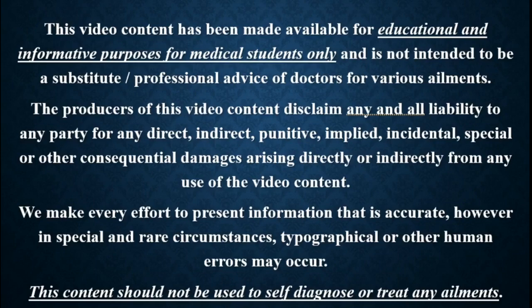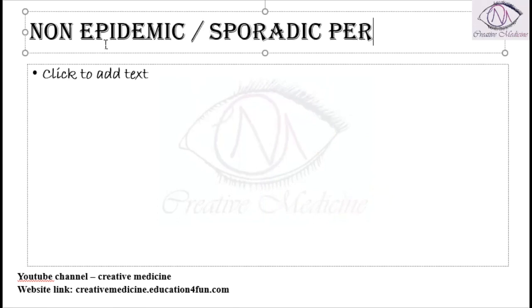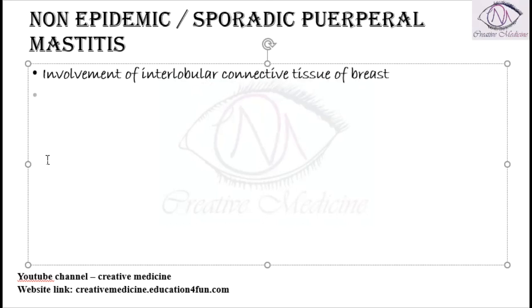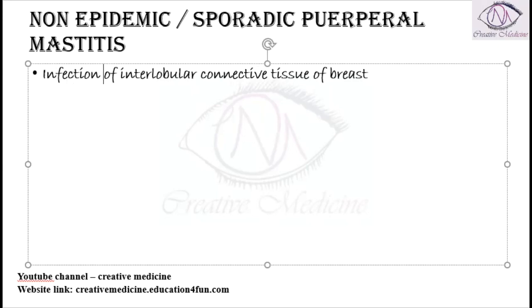In this lecture, we will learn about non-epidemic or sporadic puerperal mastitis. In non-epidemic or sporadic puerperal mastitis, there is involvement of the interlobular connective tissue of the breast by an infection. That is, there is infection of the interlobular connective tissue of the breast. That is called mastitis.